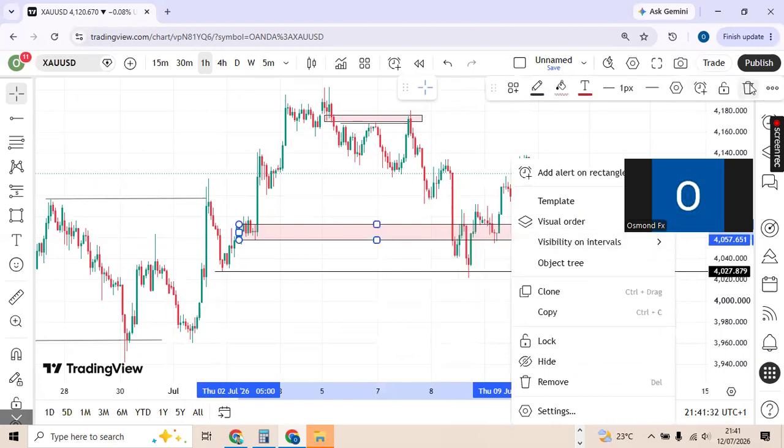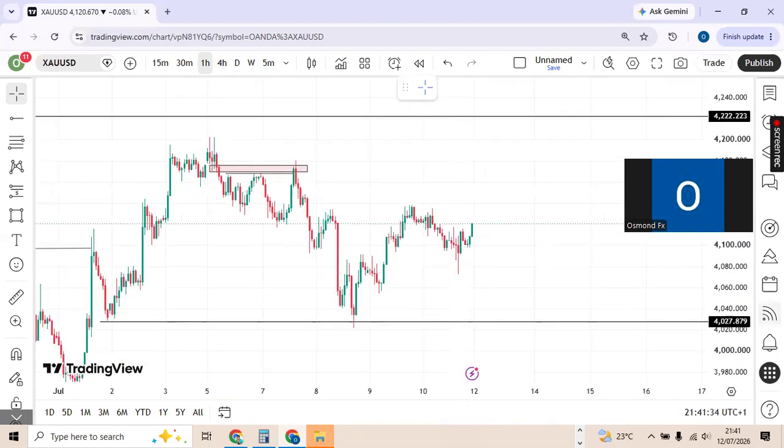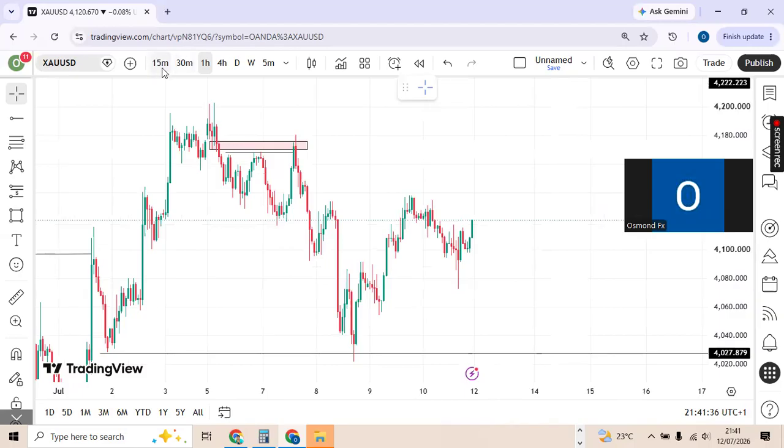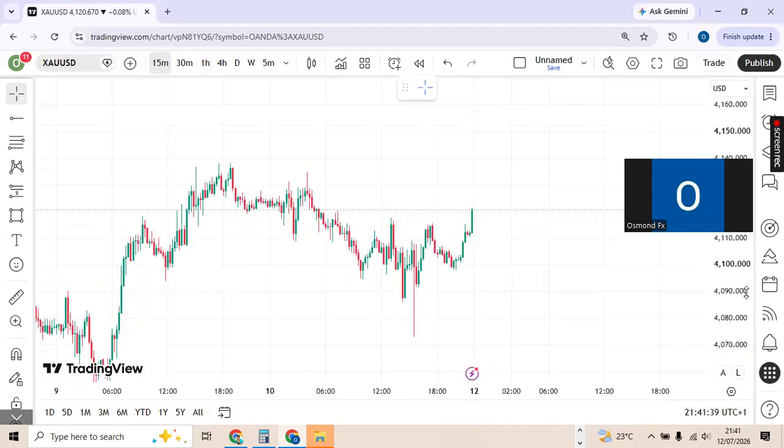So let's look at what the market is going to be doing this week, this coming week that we just entered. What is the market going to be doing? Let's just do some quick analysis.